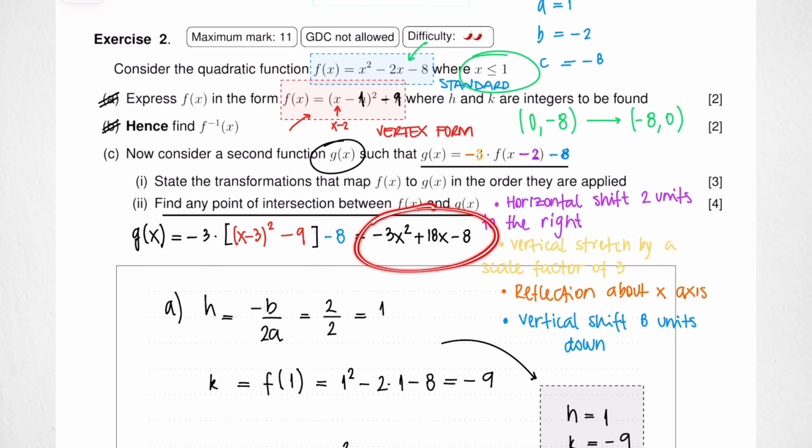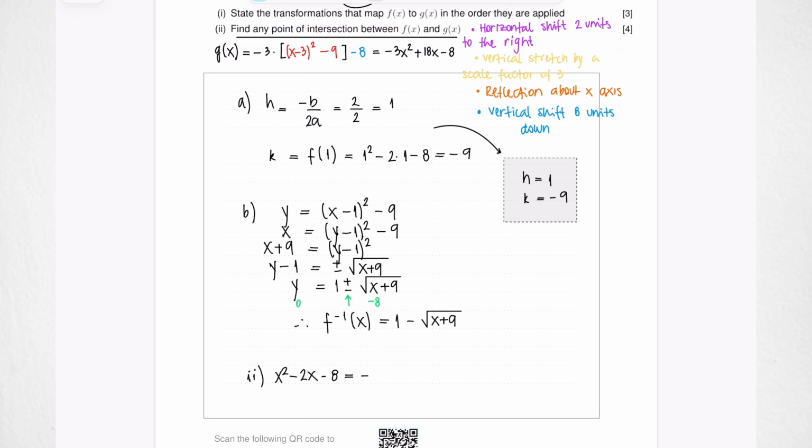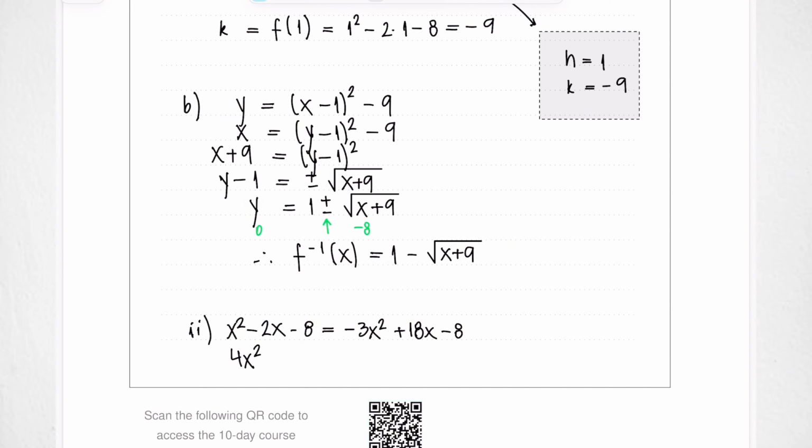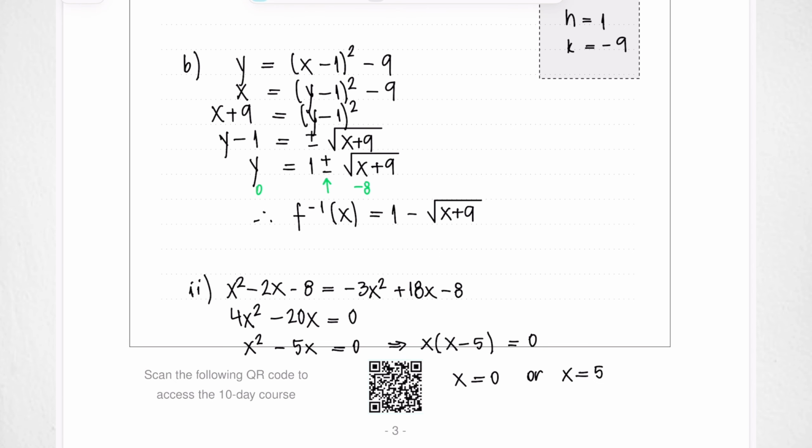So where's this equal to this? Well, we need to find where x squared minus 2x minus 8 is equal to -3x squared plus 18x minus 8, which means 4x squared minus 20x equals 0. If you divide everything by 4 and factor out an x, you get either x equals 0 or x equals 5. Now, given that we know that x has to be less than or equal to 1, there's only one solution, which is x equals 0.